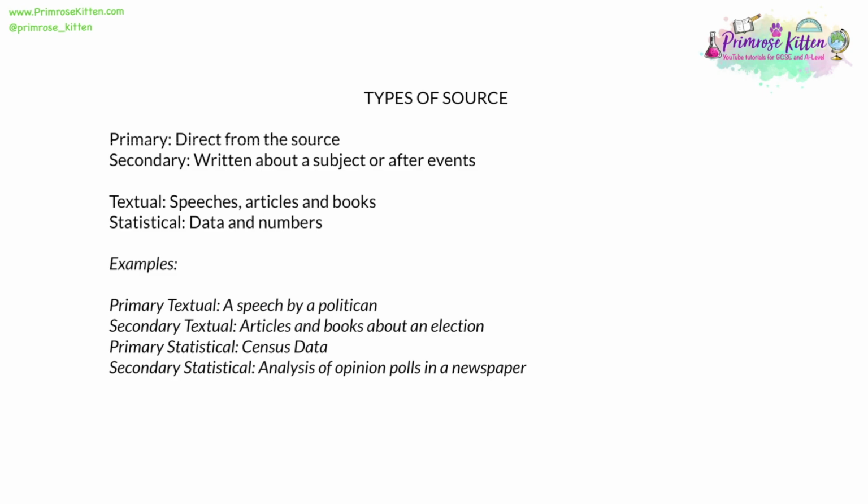Examples include the following. A primary textual source might be a speech by a politician. A secondary textual source might be articles and books written after an election about that election. Primary statistical data would be direct from the source, such as government census data. Secondary statistical would be analysis of opinion polls in a newspaper.